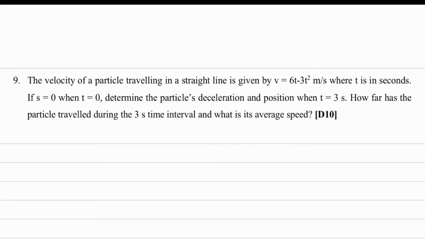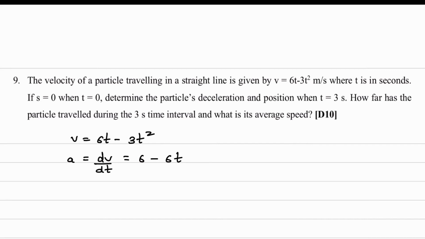So first equation we will write down, velocity is equal to 6t minus 3t square. Now from here we have to develop the relation of acceleration. Okay, so how to develop that relation? Acceleration is equal to dv by dt. So you just have to differentiate this equation, equal to 6 minus 6t. So we have developed the relation of acceleration.